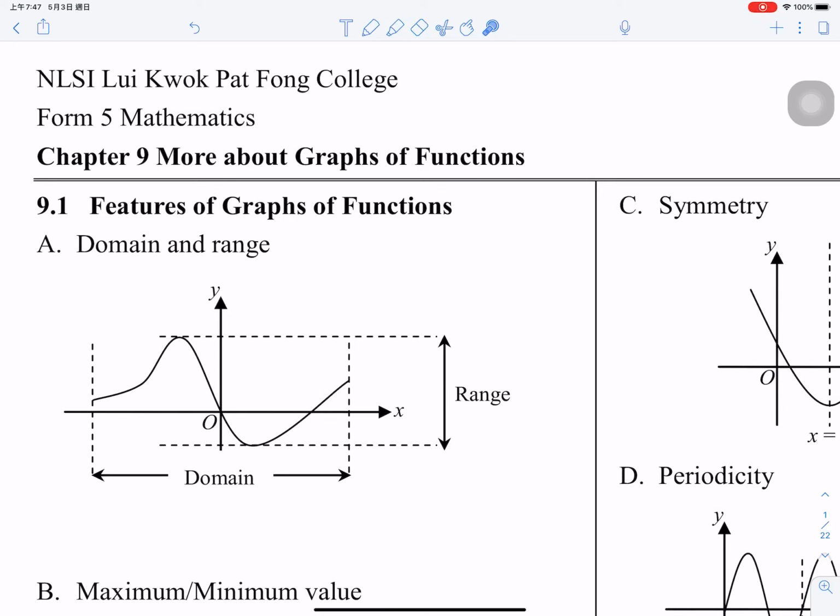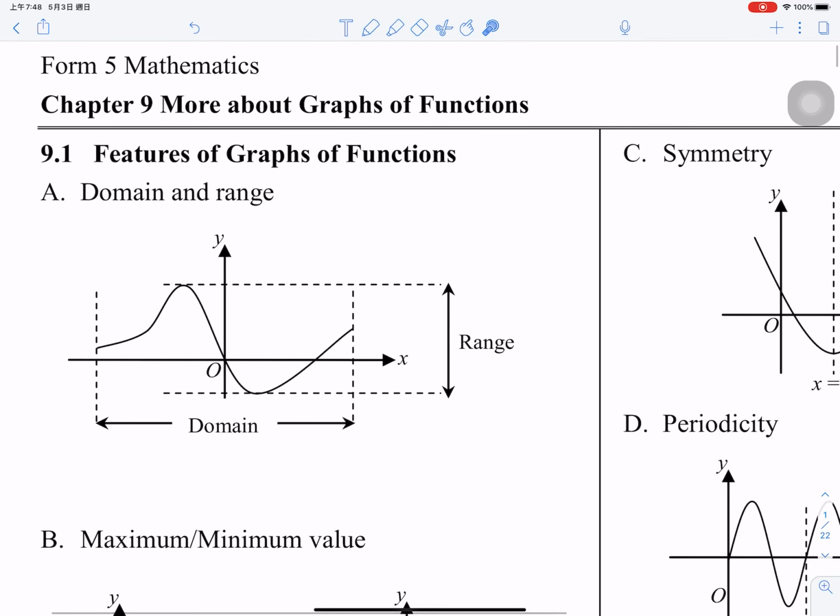Chapter 9, more about graphs of the functions. In this chapter, we talk about graphs of the functions and start from 9.1 about the features of graphs of the function. Let's have a look. A. Domain and range. Remember these two terms? Yeah, we studied in Form 4 about domain and range.